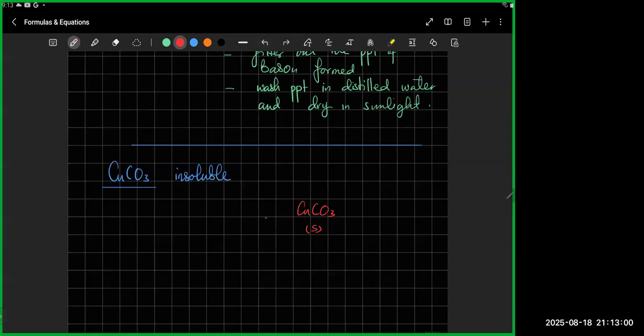And for that, I'm going to mix two reagents. One of the reagents would have copper ions, and the other one should have carbonate ions. But the two reagents have to be soluble. Copper sulfate and sodium carbonate.